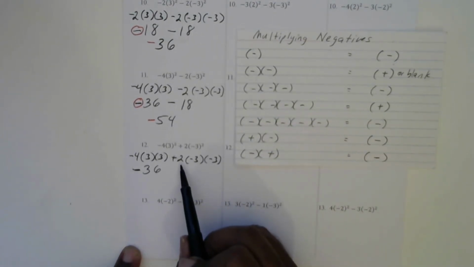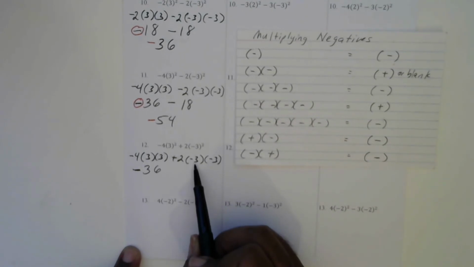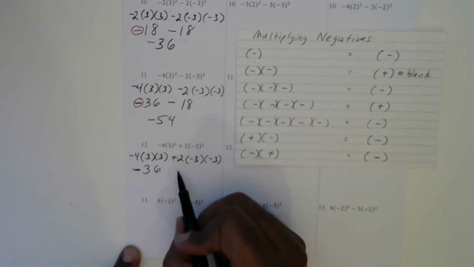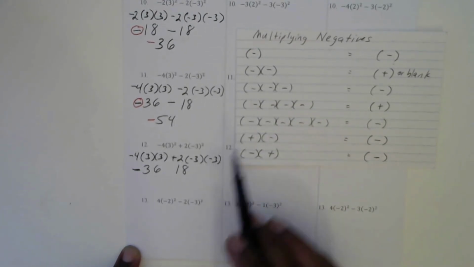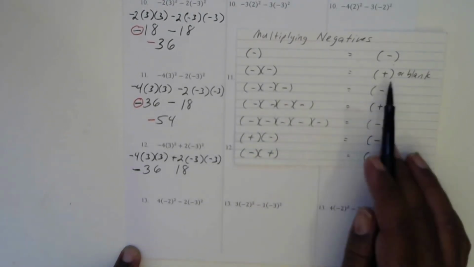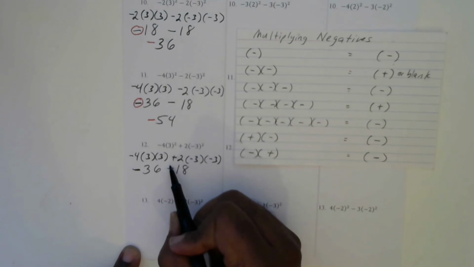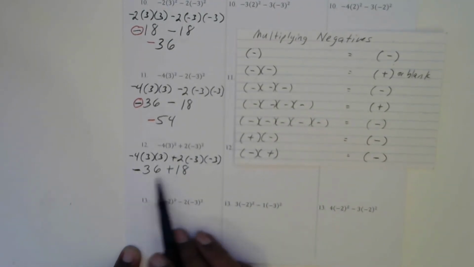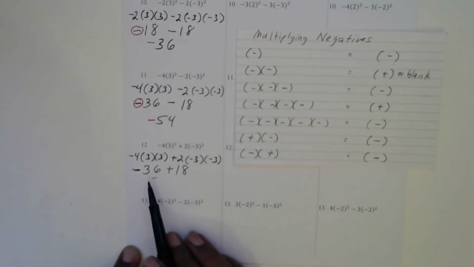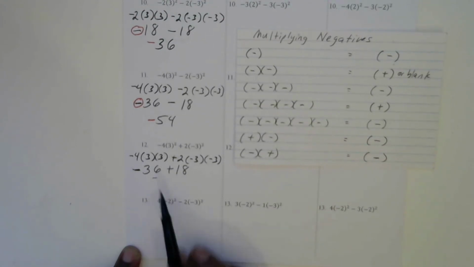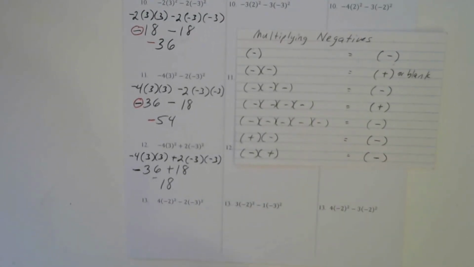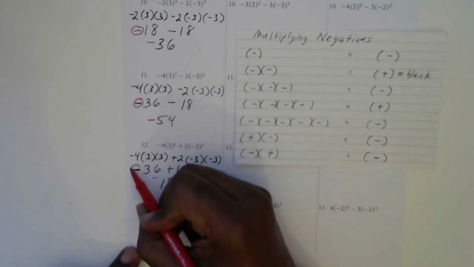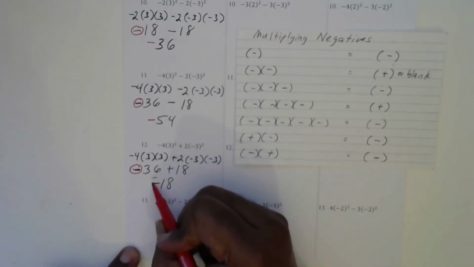Furthermore, we have 2 times 3, which is 6, and 6 times 3, which is 18. So this will be 18. And this has a total of 2 negatives. Well, multiplying by 2 negatives will be a positive, so this is a positive 18. So we have different signs. Different signs subtract. So 18 from a 36 leaves 18. And the bigger sign will win, so the negative from the 36 will win, so this will be a negative 18.